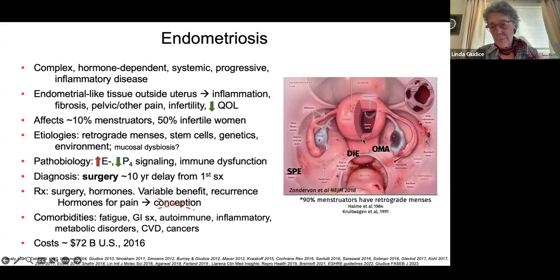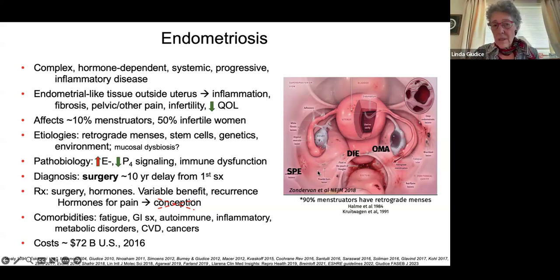And there are some other theories as well from stem cells, but it's also notably risk of developing disease is about 50% genetic and 50% environmental. And there is abnormal hormone signaling in the lining of the uterus, and also immune dysfunction in the pelvis as well as in the uterine lining and also in the blood circulation.